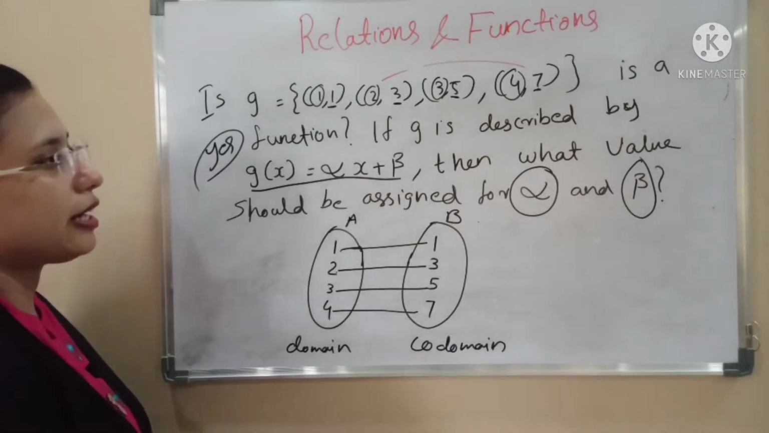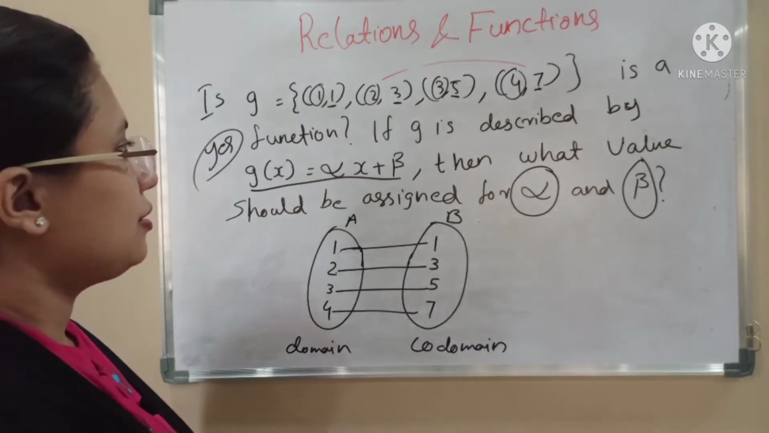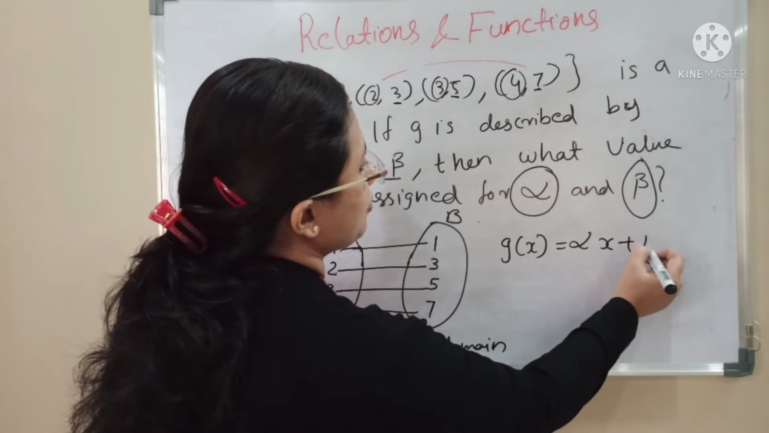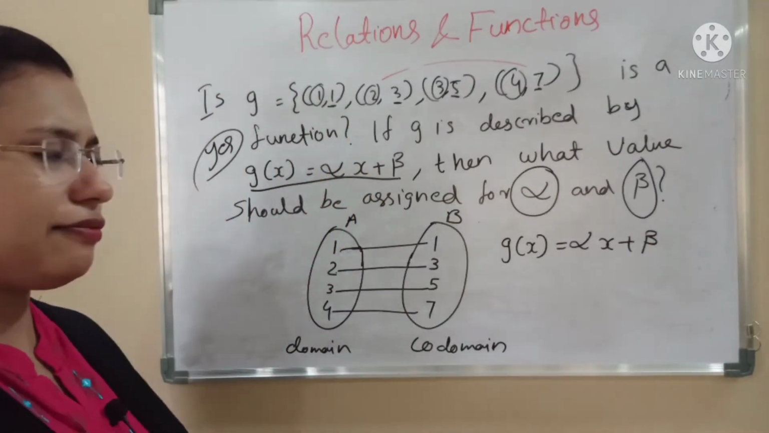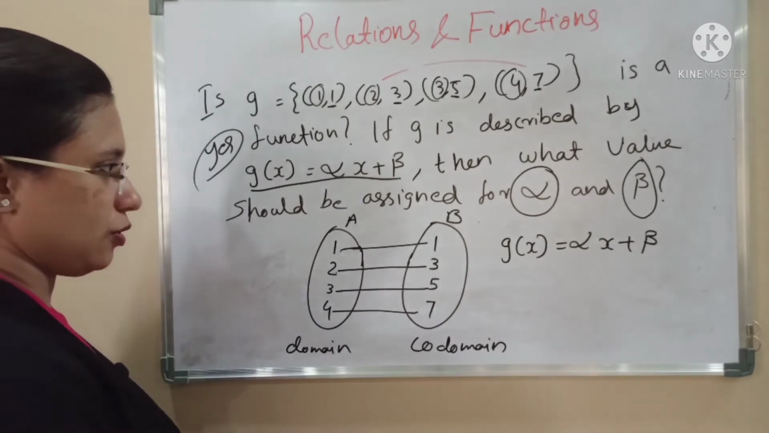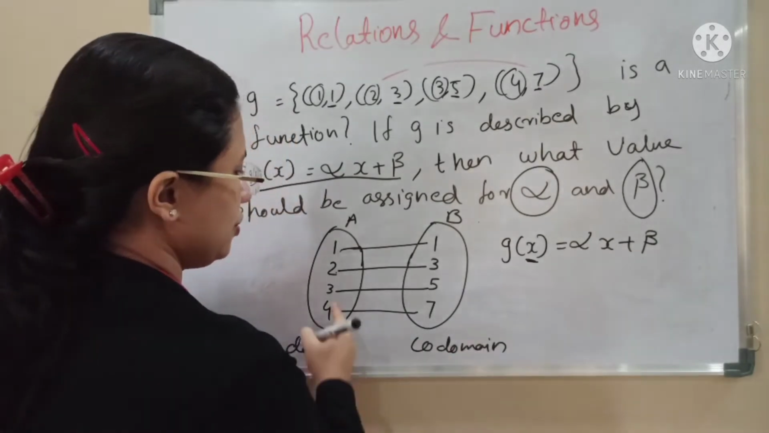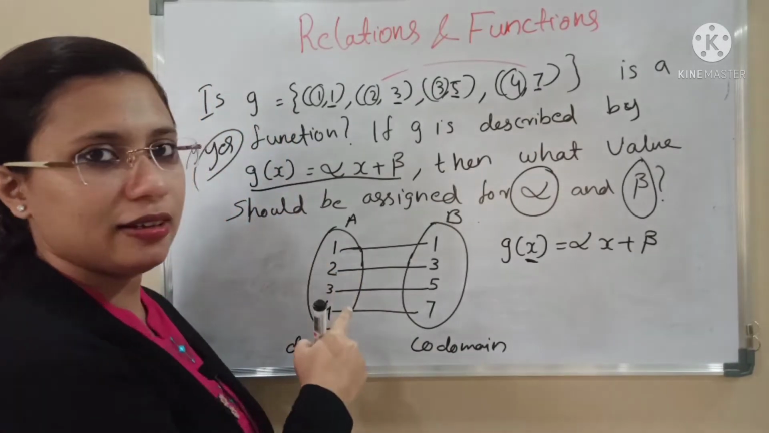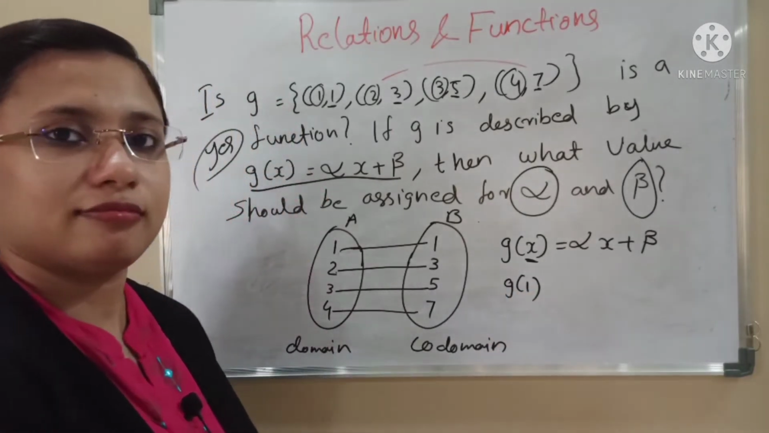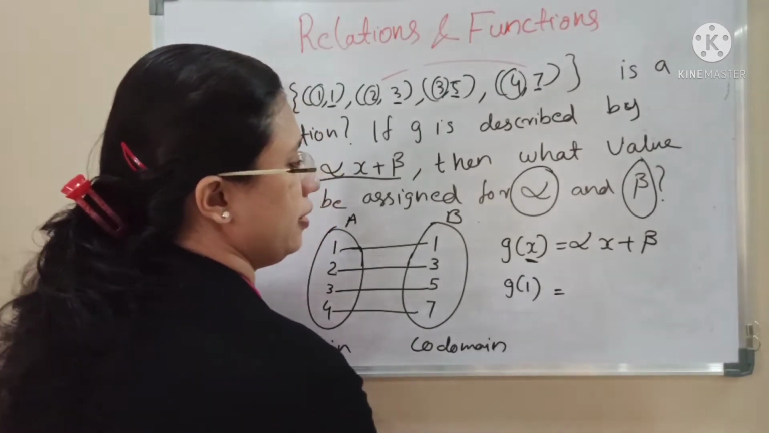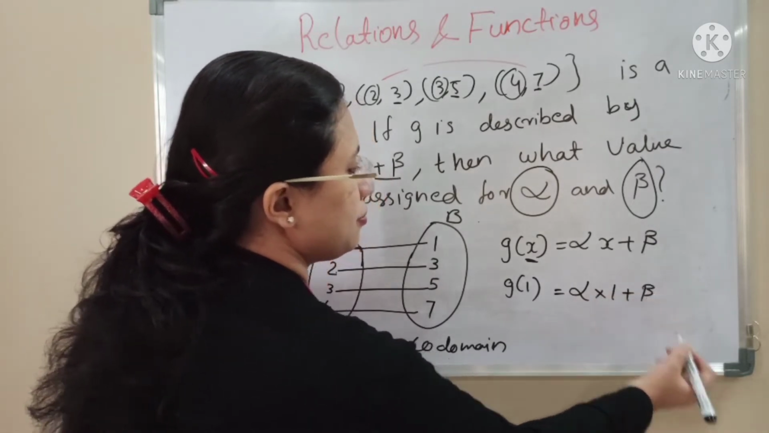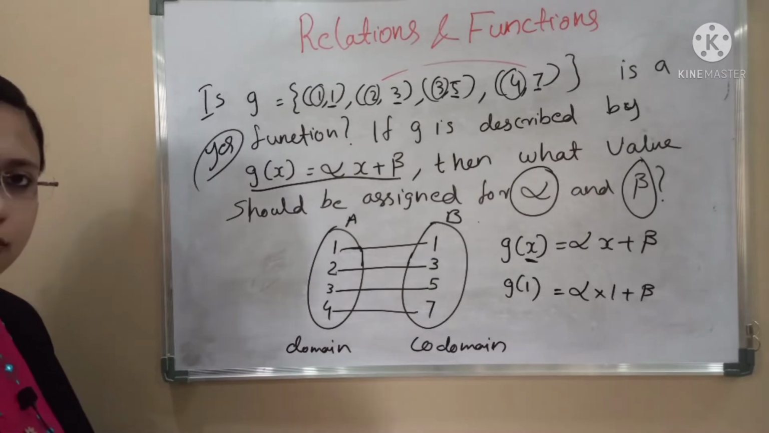Now we have to find the values of alpha and beta, provided G of x equals alpha x plus beta. Can we solve this? Is it too difficult? Let's see how to solve. The x values are the elements in the domain. So let's put G of 1. Then what will this be? Alpha times 1 plus beta, right?